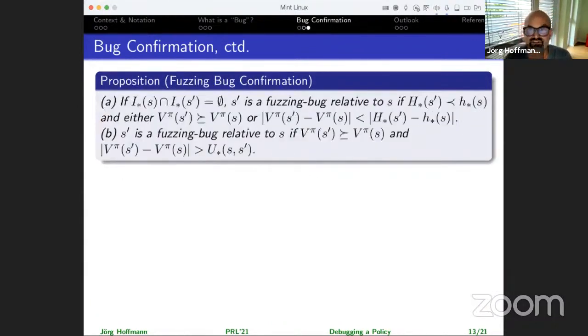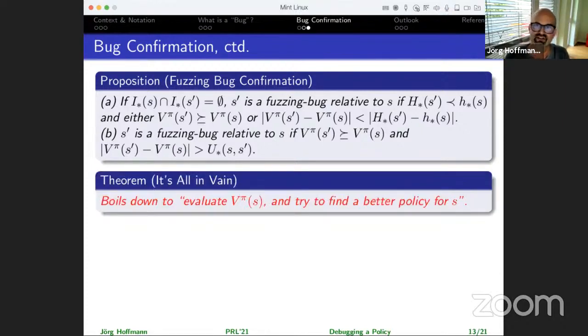Now, we turned our attention to fuzzing bugs, and again, we wrote quite some complex theory about how you can identify fuzzing bugs in practice using optimistic and pessimistic approximations. And after we did all that, we again proved that it all boils down to evaluating the policy and trying to find a better one. Okay, so lots of theory work for not much practical implication. Well, actually, there's a practical implication, right? It tells us what we can and what we cannot do, but actually it tells us what we cannot do. But what can we do then?